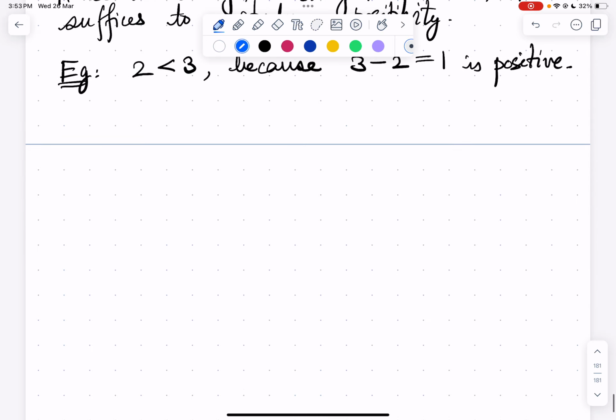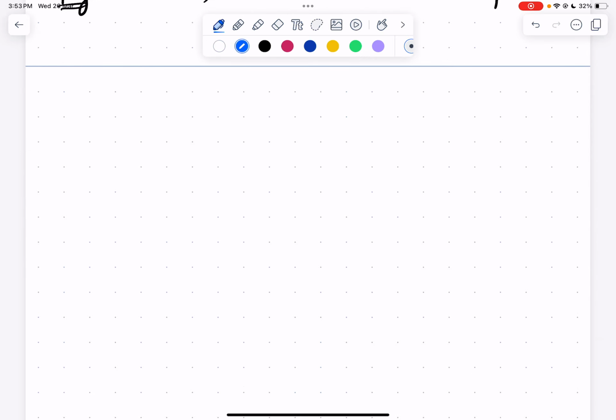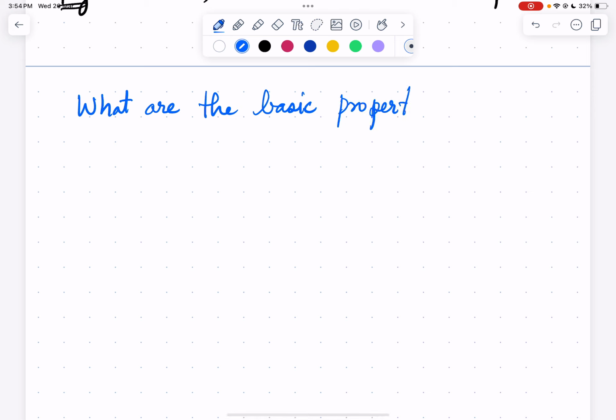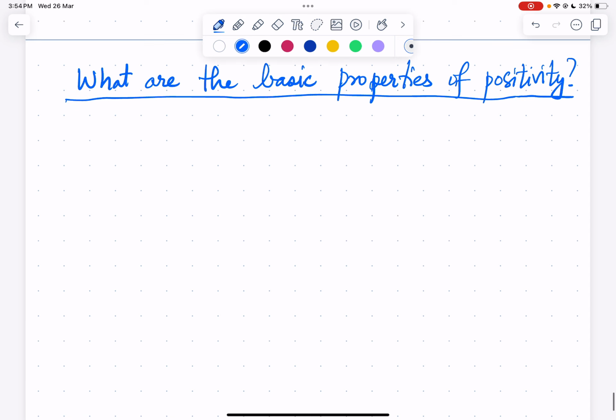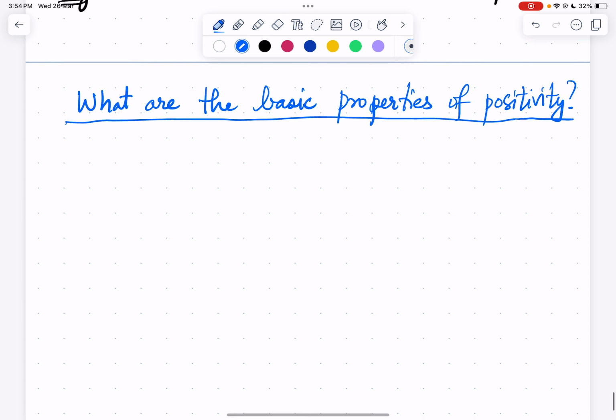Now we can ask, what are the basic properties of positivity? So to ask a more specific question, we can ask, how does addition, multiplication interact with the notion of positivity?